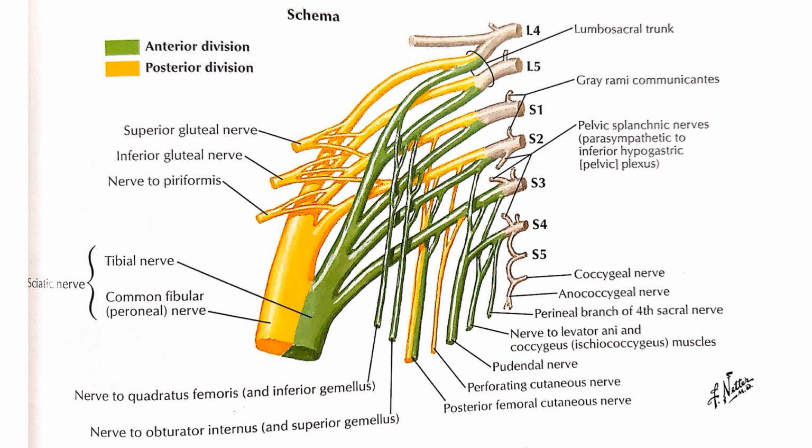This is lumbosacral plexus and different nerves, their root values and how they are formed, whether they are formed by anterior division, posterior division. Spend some time to look at these structures.